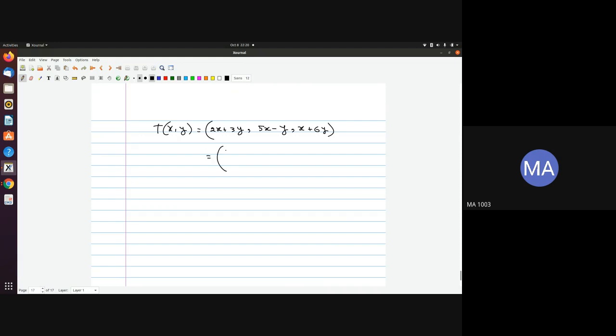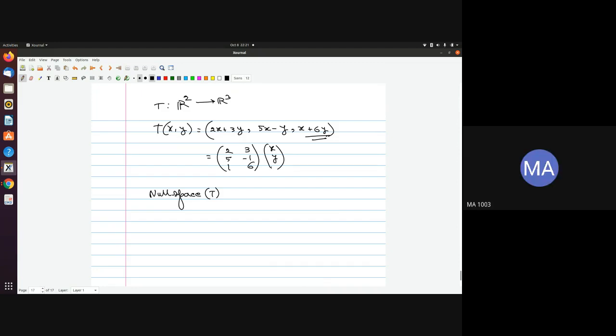So if I write this as my matrix: 2, 3, then 5, minus 1, then 1, 6. So this is my matrix more or less. So if I want to find the null space of T, Sir, if it's R2 to R3, then don't we write the Z component also in the matrix? This is the Z component, no? 0, in the matrix formation.